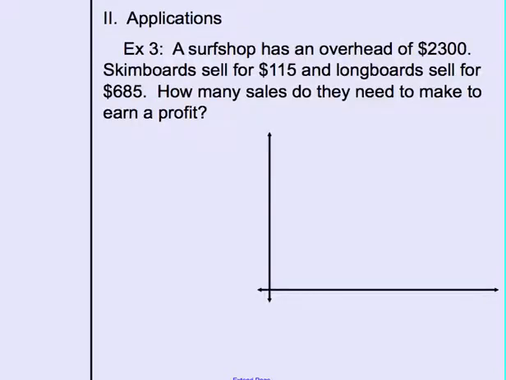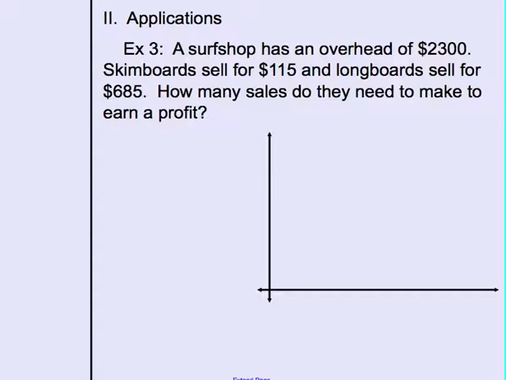We only have one example left. This video might run closer to 6 minutes, but better than splitting it up into a 1-minute video for the second one. So we're going to take a look at applications of inequalities. A thrift shop has an overhead. What that means is that's what they pay every month to run their shop, $2,300. The skim boards sell for $115 and long boards sell for $685. We need to know how many sales in order to earn a profit.